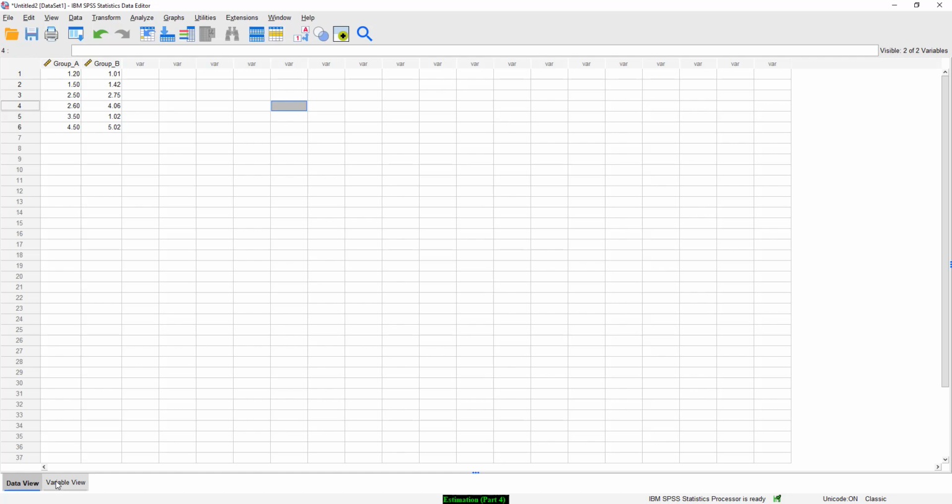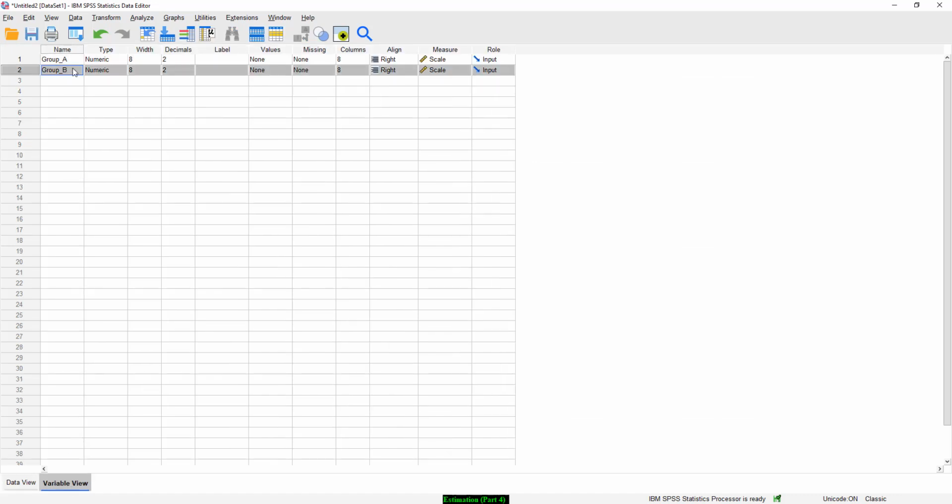So what we need to do is copy the values of group B, 1 to 6, and paste them here. Then for this column, I change it to measure, and this one I change to group.